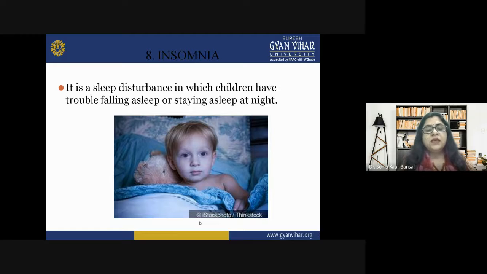Now, the next thing that we are talking about is insomnia. Insomnia in behavioral disorders is very important for you to understand, students. It is a sleep disturbance in which children have trouble falling asleep or staying asleep at night. Insomnia may be found in elder people also, but in a child, they are not able to sleep for the whole night.